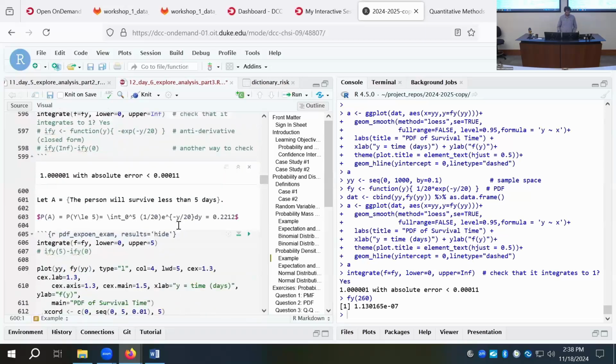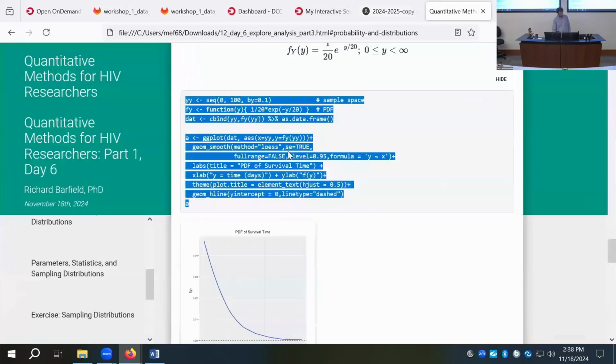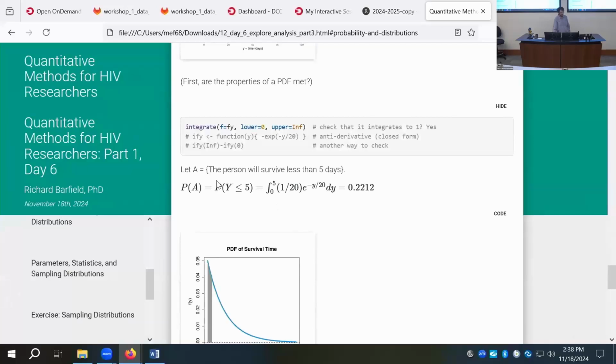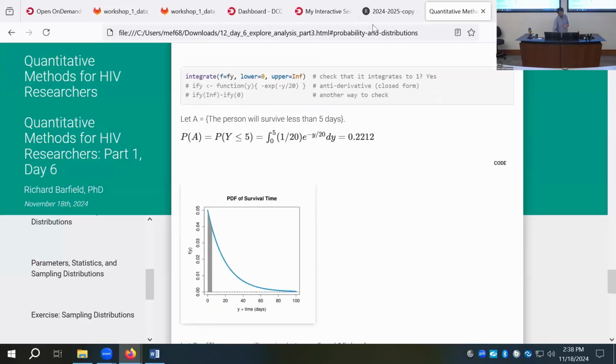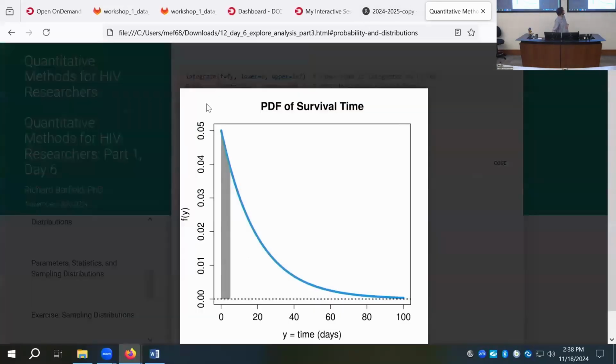All right. So next up, we're going to ask, what is the probability that the person will survive less than 5 days? So we're going to look at the probability that y is less than or equal to 5. What that's doing is we're taking this density function and shading in this gray area between 0 and 5, and calculating the area under that part of the curve. That's going to give us the probability that they survive less than 5 days.